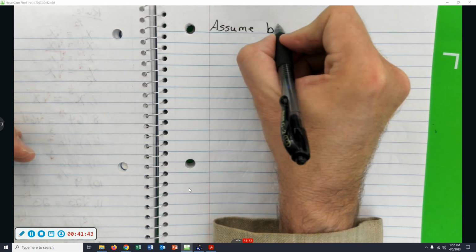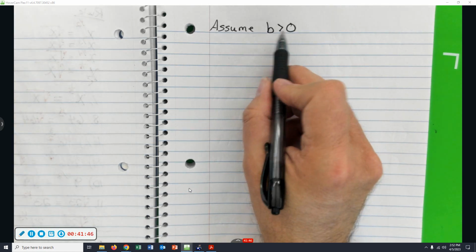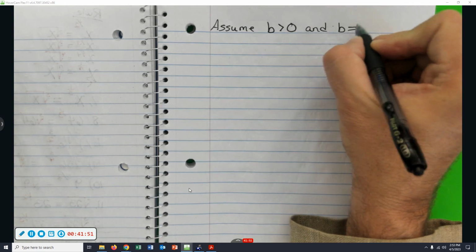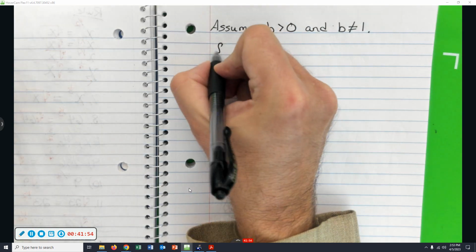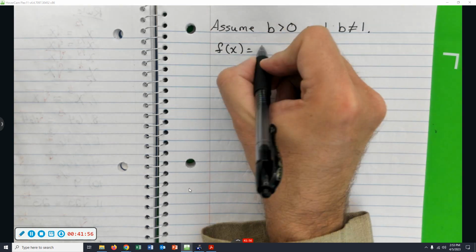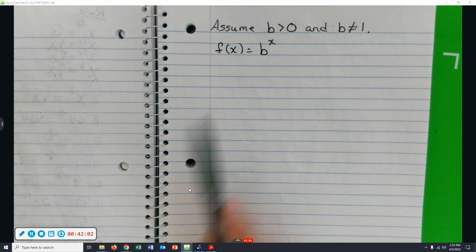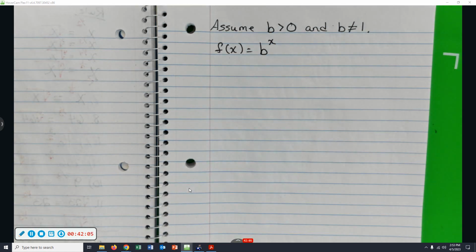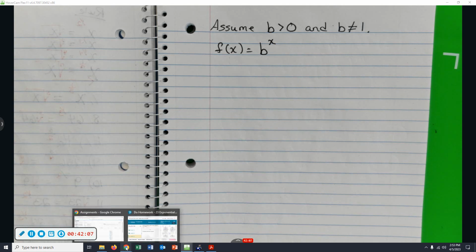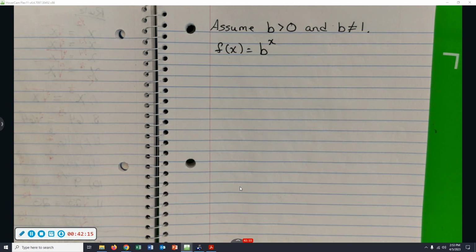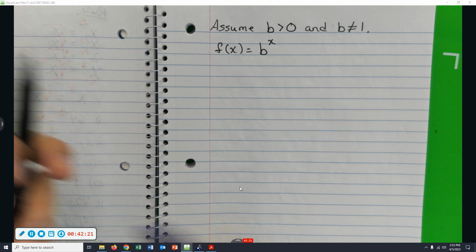Assume the letter b is greater than 0. That means positive, and not the number 1. I'm going to show y'all how to graph f of x equals b to the x. The base is always positive. So I'm now telling y'all how to do something like problem 13 and 14. We're going to do two major things with exponentials today: graphing them, and then solving exponential equations.